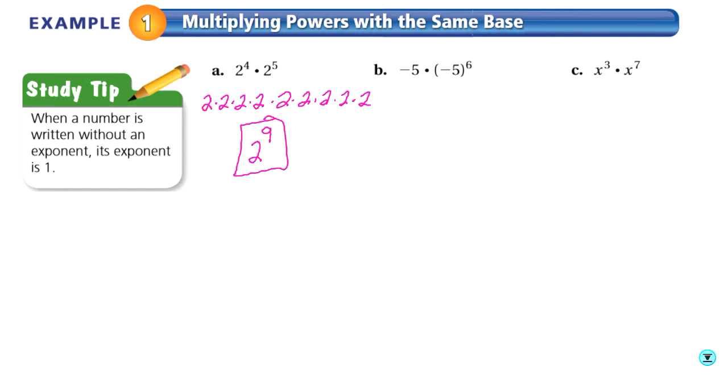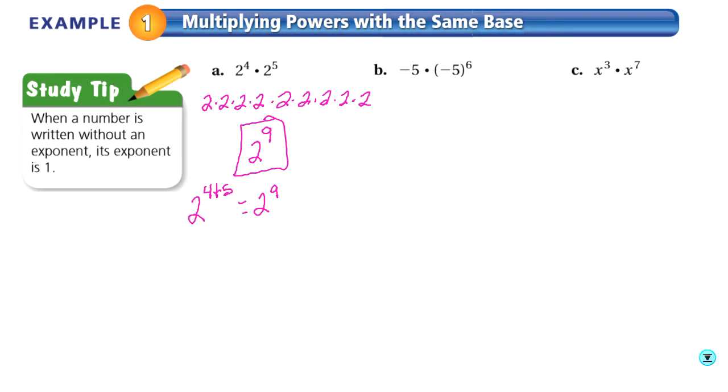Notice the base did not change. The base stayed 2, but the exponent went to 9. It's pretty easy to see that you simply just added these exponents right here. So if you wanted to, you could write it as 2 to the 4 plus 5 to back up or give a defense as to where 2 to the 9th is coming from. Go ahead and give that a try here on part B.